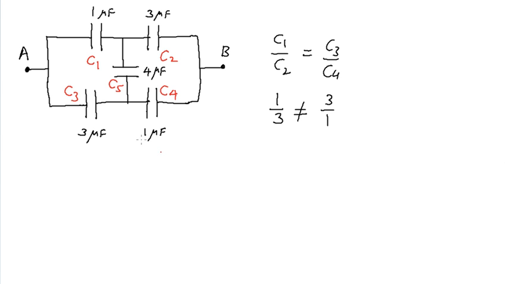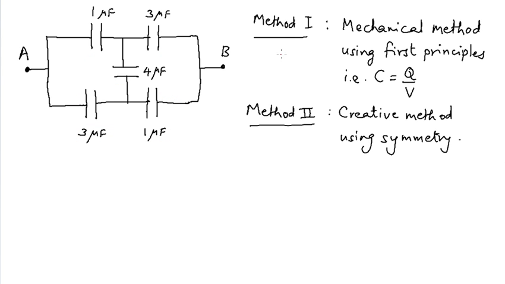Needless to say, the bridge would have been balanced if one of the 1 microfarad and 3 microfarad capacitances in a single horizontal line would have been interchanged. There are at least two methods to solve this problem, and we will demonstrate both of them.